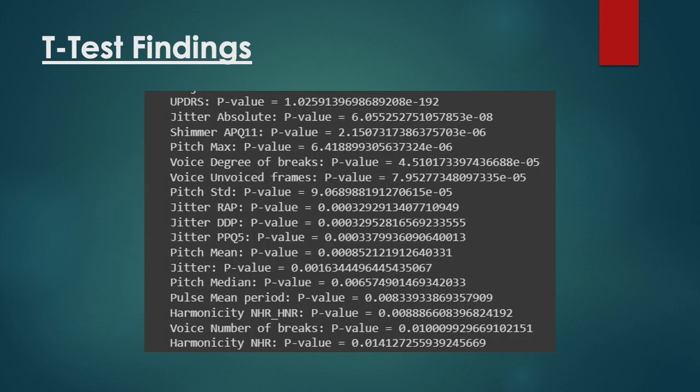From the result of the t-test, we see that UPDRS has an extremely low p-value. This finding is expected as the UPDRS score is a clinical measure used to determine the severity of Parkinson's disease. Its extremely low p-value indicates a significant difference between the PD and non-PD group, validating its role as a reliable indicator of disease severity. Secondly, jitter absolute.